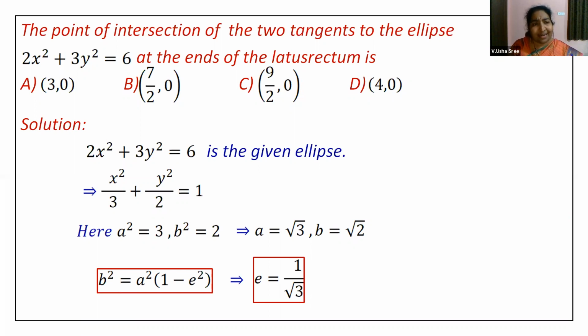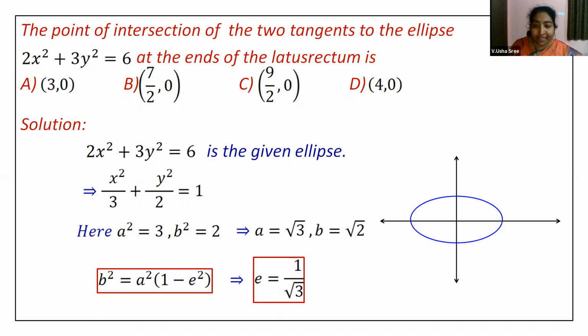Now what exactly is the problem? You are given an ellipse. You have a focus. We'll call it S. Then what is latus rectum, children? Latus rectum is a focal chord which is perpendicular to the major axis, isn't it? So we have the latus rectum. At the ends of the latus rectum, you are taking the tangents.